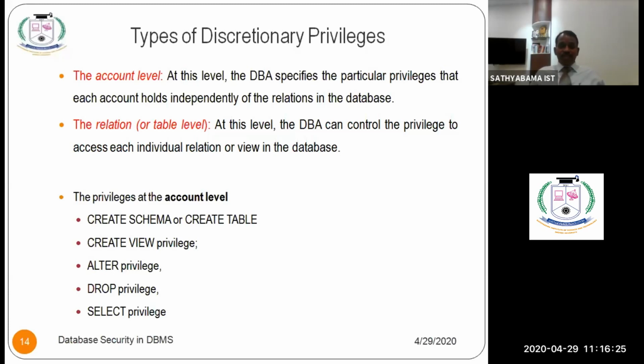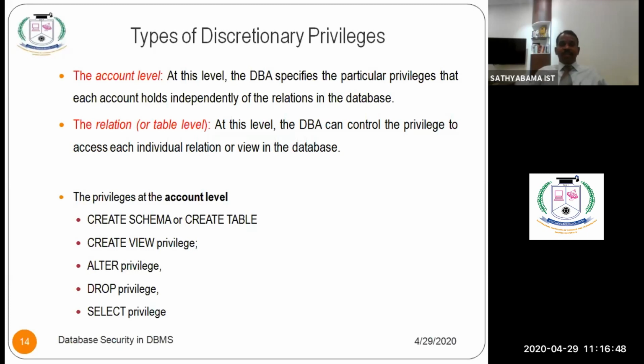Next, at the table level or relation level, we have the data manipulation language. In data manipulation language we have commands like insert, delete and update. If you are providing privileges for such commands, we use them at the relation level. We'll discuss them one by one.